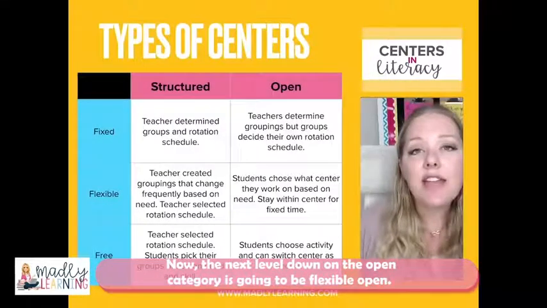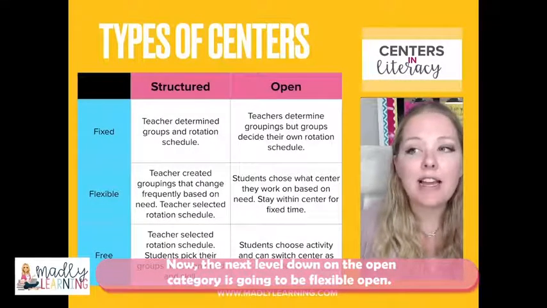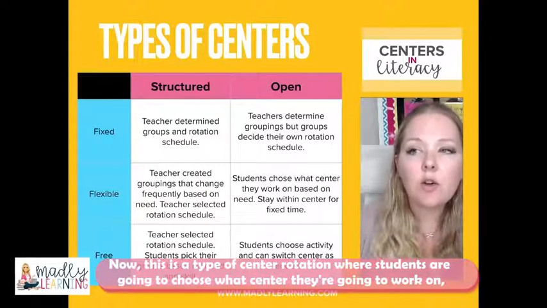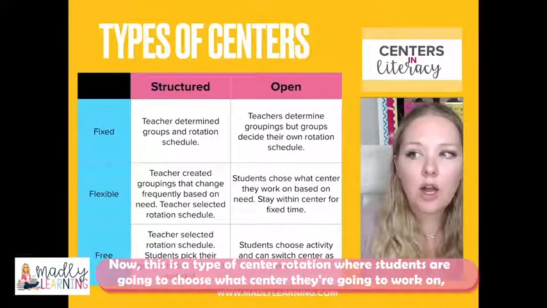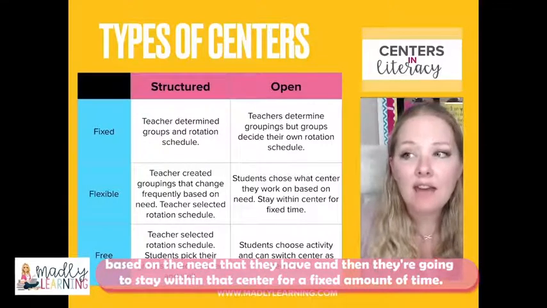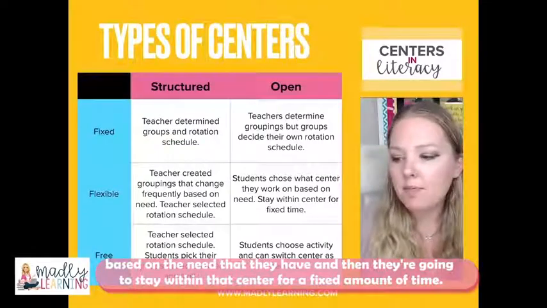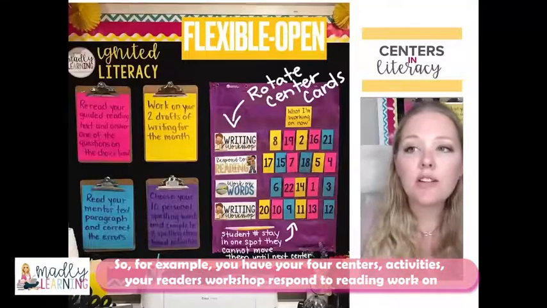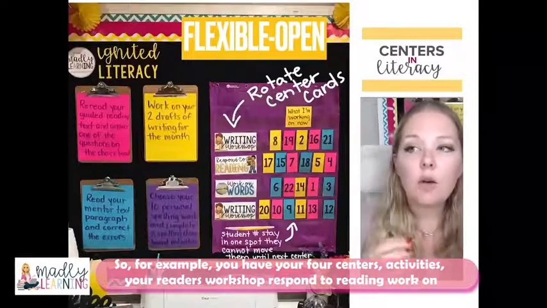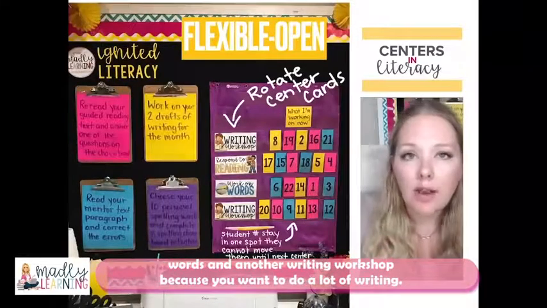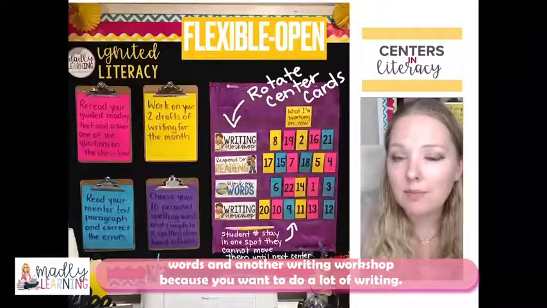Now, the next level down on the open category is going to be flexible open. This is a type of centers rotation where students are going to choose what center they're going to work on based on the need that they have, and then they're going to stay within that center for a fixed amount of time. So for example, you have your 4 centers activities, your readers workshop, respond to reading, work on words, and another writing workshop, because you want to do a lot of writing.